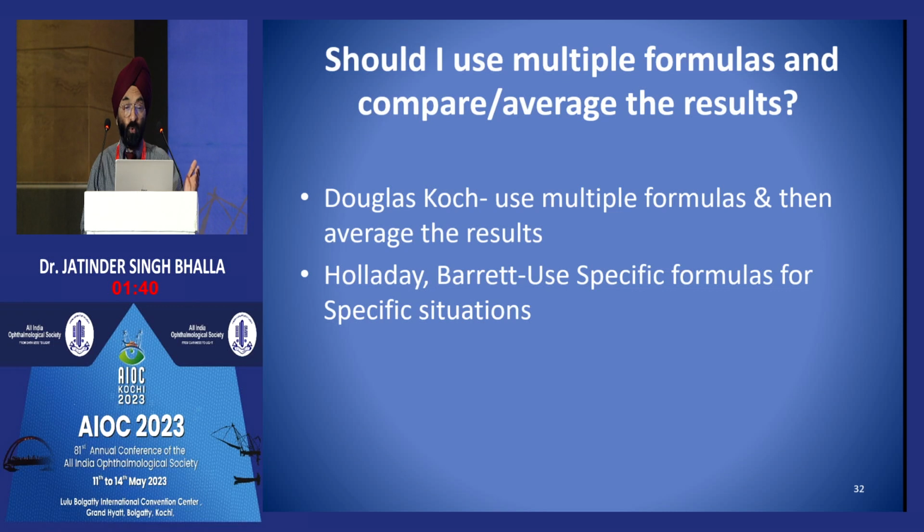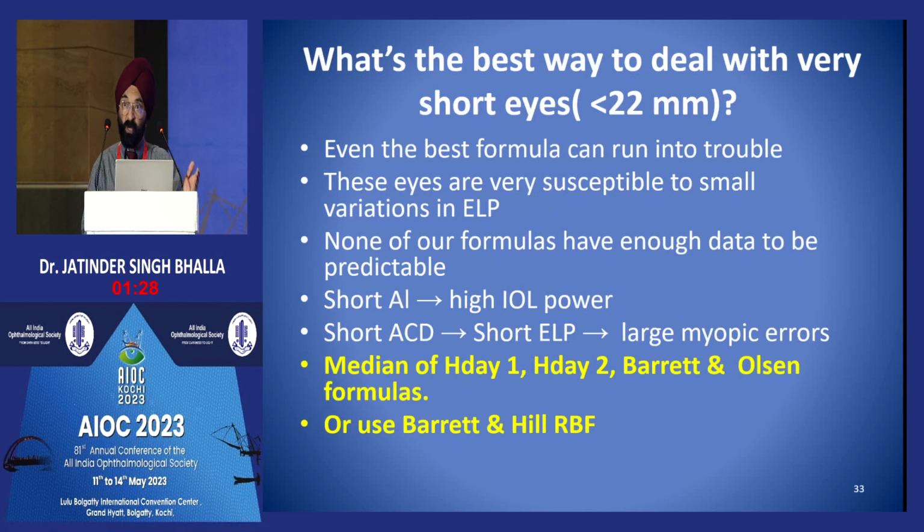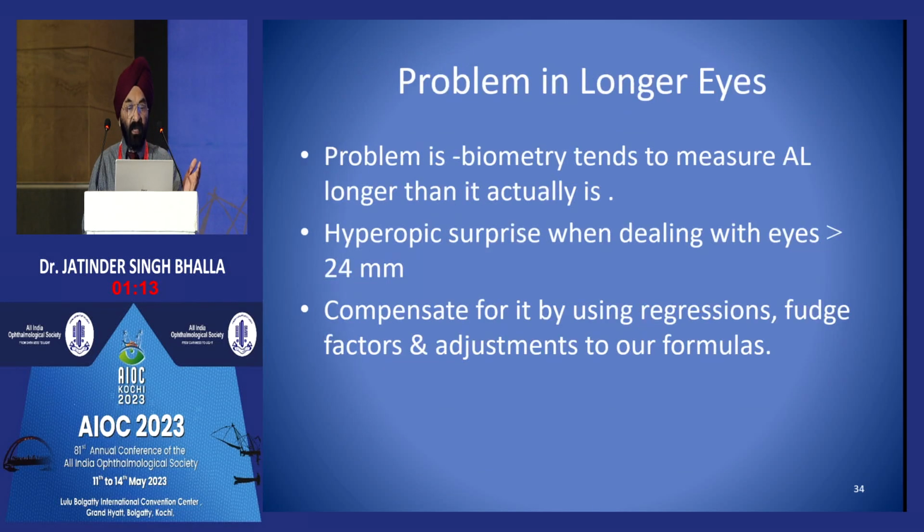So what should I do? Should I use multiple formulas and compare or average the results? Douglas Koch follows this policy, but Holladay and Barrett say horses for courses, that is specific formulas for specific conditions. So what is the best way to deal with short eyes? We always used to say Hoffer Q, but the conventional wisdom has been replaced by the latest literature, and they say either use the median of Holladay 1, Holladay 2, or use just Barrett and Hill RBF.